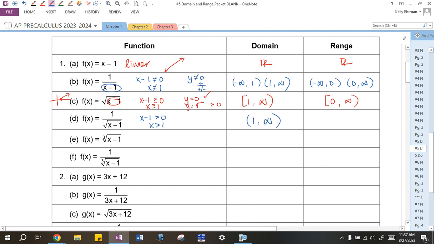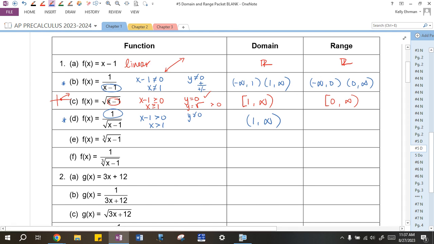And then for the y values, I'm going to treat this like I did for part B. So B and C, or B and D, are pretty similar. Y can't equal 0 because there's no x in the top of the fraction so that I can plug in a number for x and get 0. It's always going to be 1 divided by something. So y can't be 0.